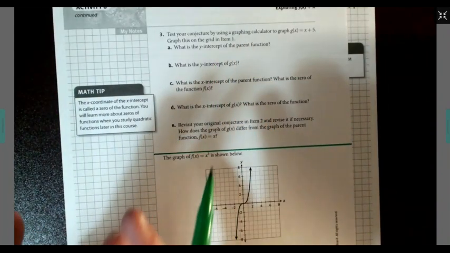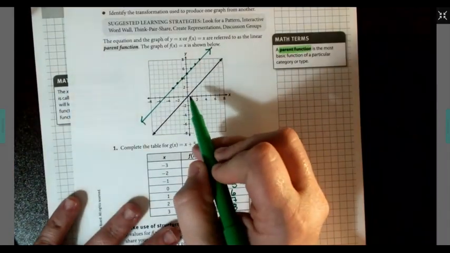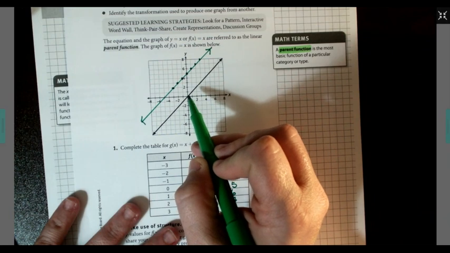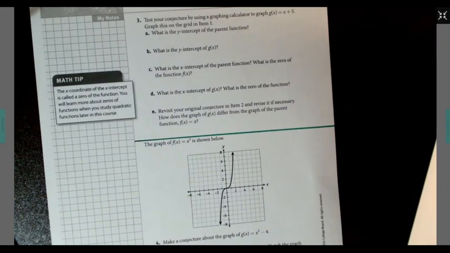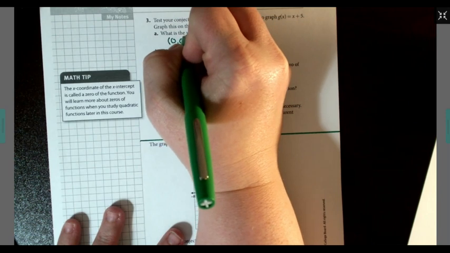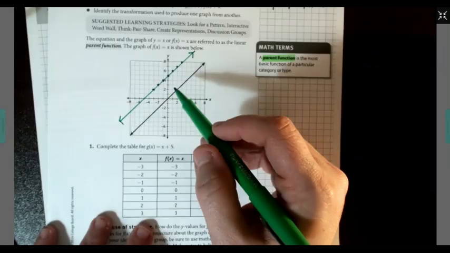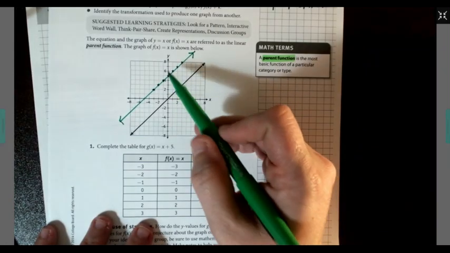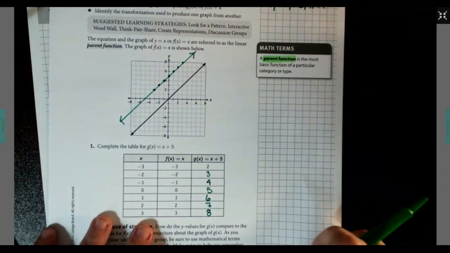What is the y-intercept of the parent function of the original picture? What was the y-intercept? The y-intercept of the first function looks to be right there at 0, 0. Where is the y-intercept of the new picture? The y-intercept is where it crosses the y-axis, so it's this point, which is 0, 5.